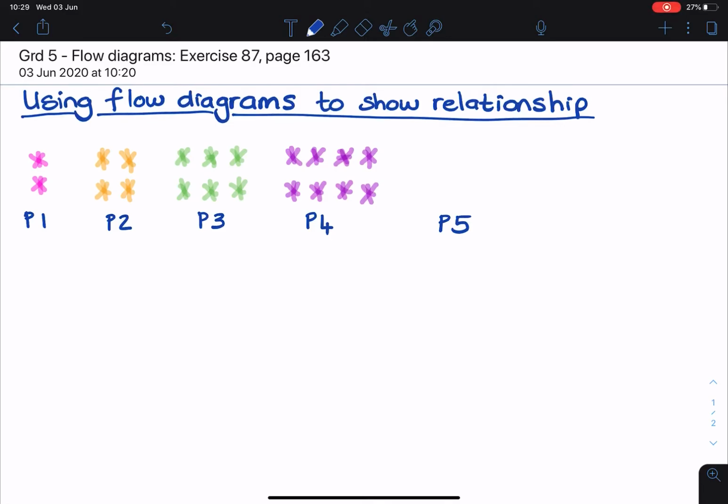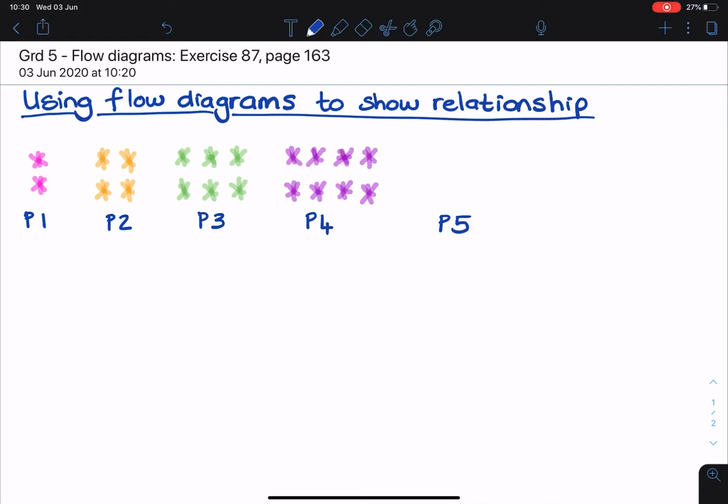Hello grade 5s. Today we're continuing with patterns and we're going to work them out very much the same way as we did yesterday, but we're going to use a flow diagram or a spider diagram to show the relationship between the pattern number and the number of stars in each pattern.